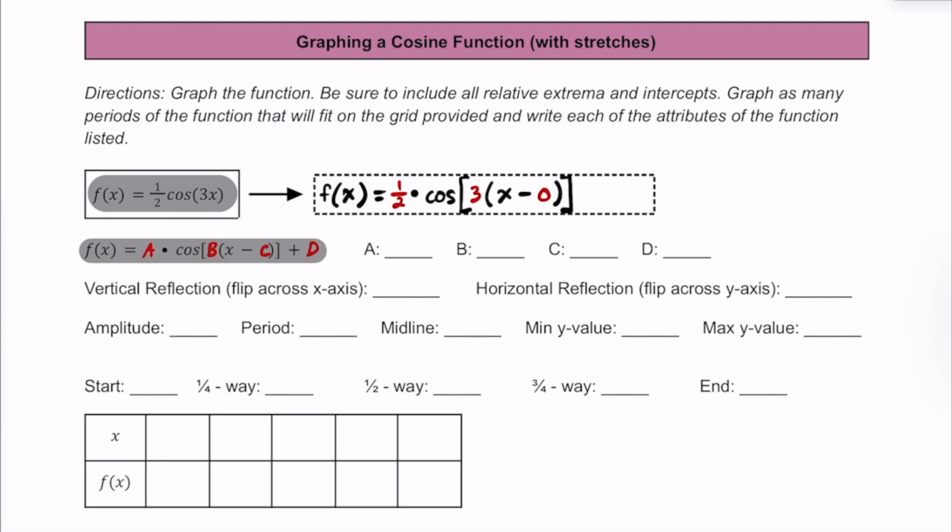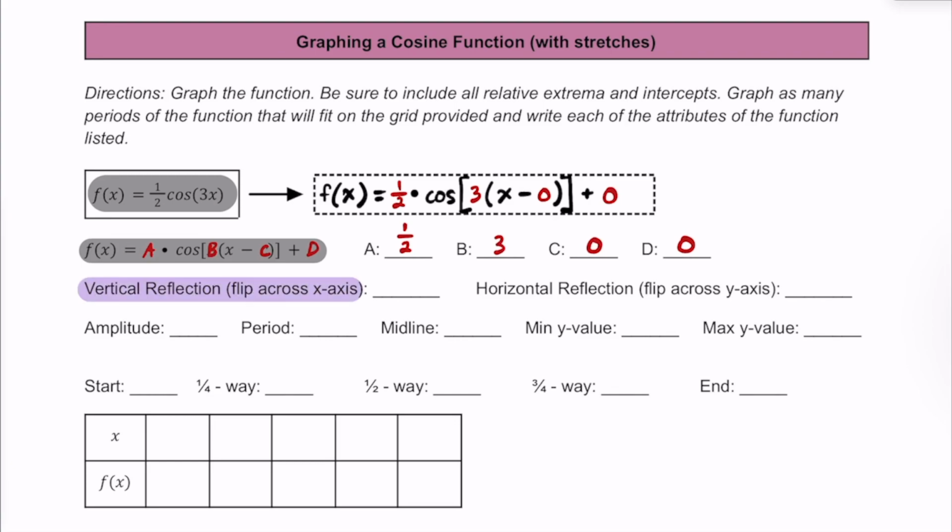Let's go ahead and close those brackets there. And then for d, it doesn't look like we're adding or subtracting anything outside of those brackets, so it looks like d is just going to equal 0. And so for this particular cosine function, we have an a and a b value, but c and d are both equal to 0, so we have no translations up and down or left or right.